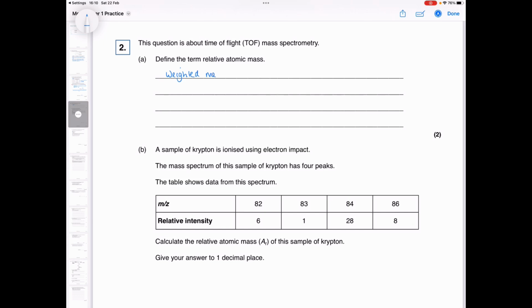The weighted mean mass of all the isotopes of an element, and that is compared to 1/12 the mass of an atom of carbon-12. Okay.